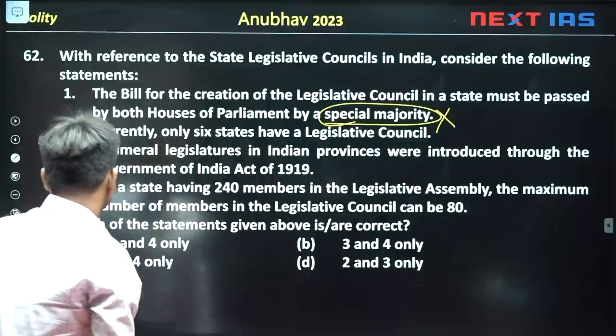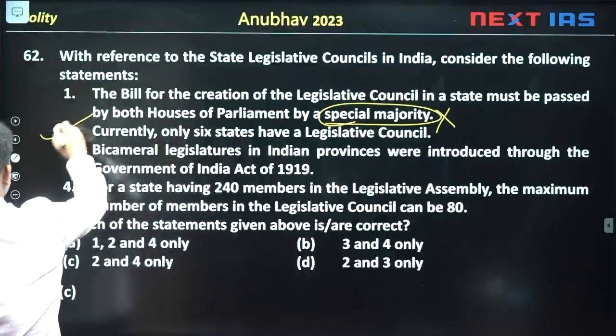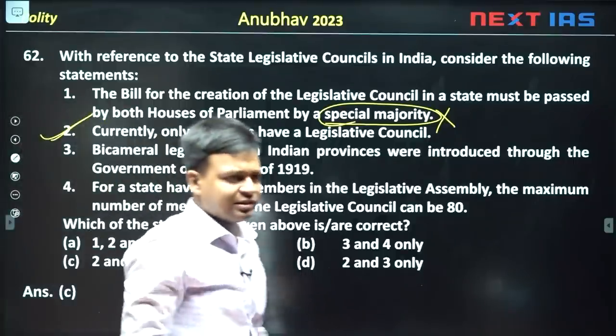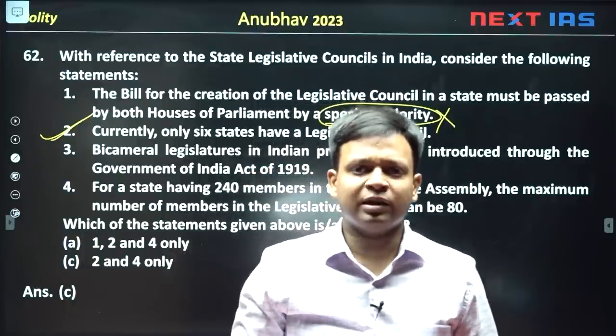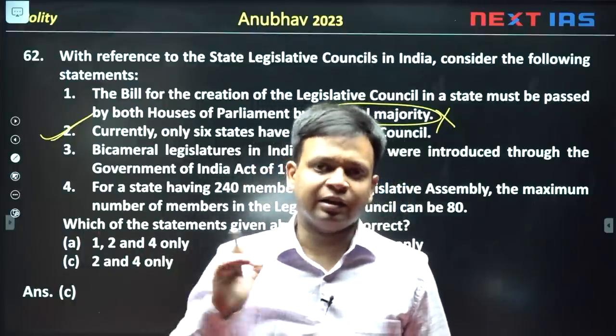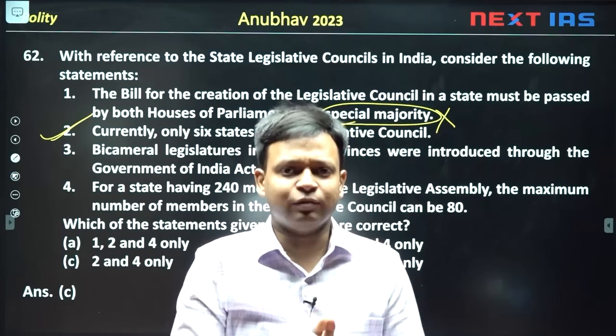Currently, only 6 states have a legislative council. So, this is a correct statement. Earlier, there were 7 states, but now it is only 6. Jammu and Kashmir does not have it. So, UP, Bihar, Maharashtra, Karnataka, Andhra and Telangana. These are the 6 states which have legislative councils.